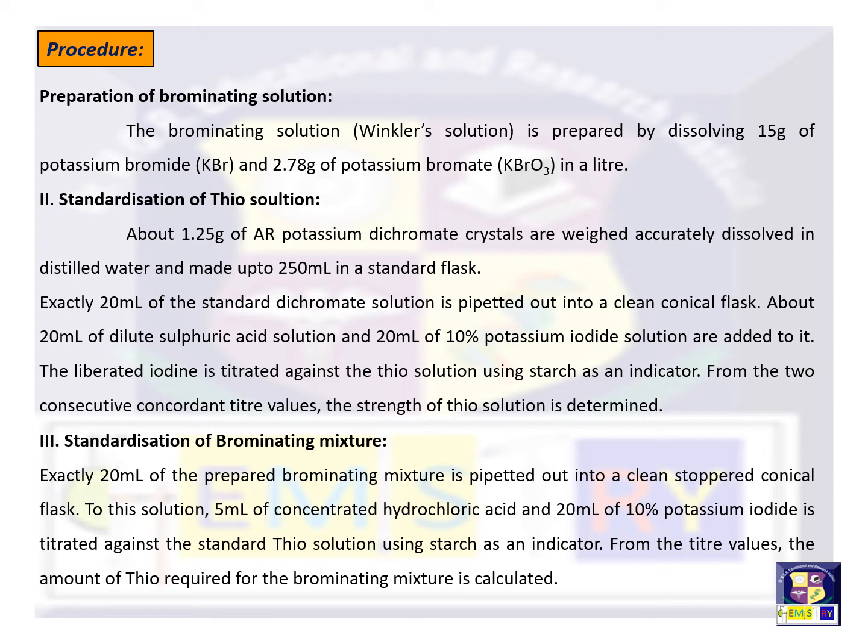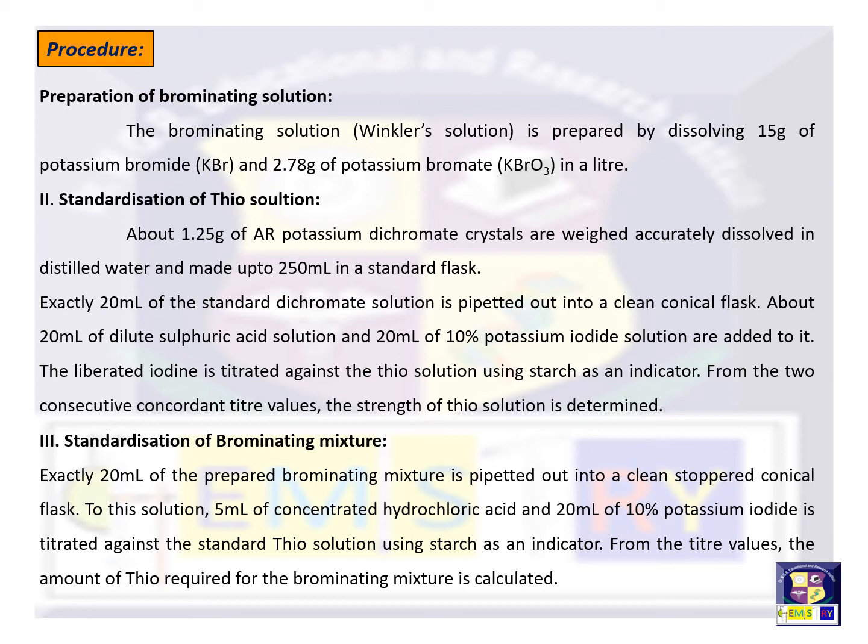The procedure is that 20 ml of the potassium dichromate solution is taken in a clean conical flask. Then add dilute sulfuric acid solution and 20 ml of 10% potassium iodide, and then the liberated iodine is titrated against the thio solution using starch as an indicator. The starch should be a fresh solution. From two consecutive concordant titer values, the strength of the thio solution can be determined because we already know the strength of the potassium dichromate solution.